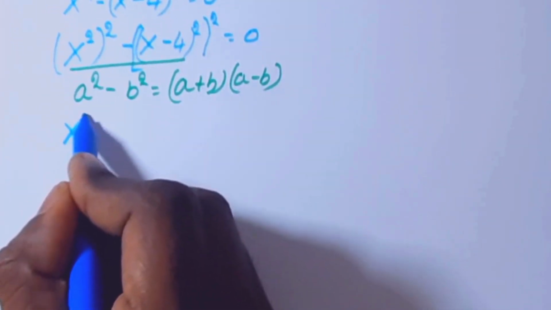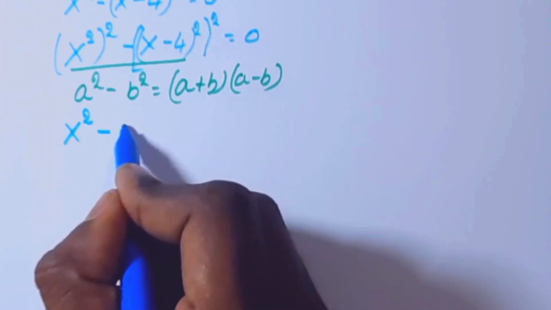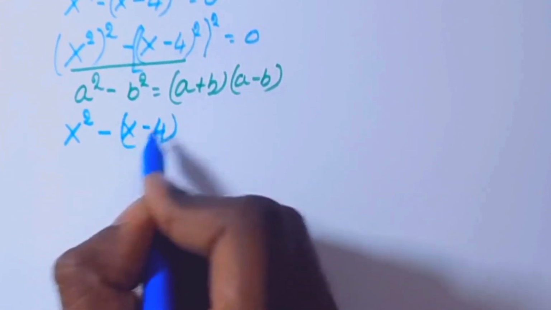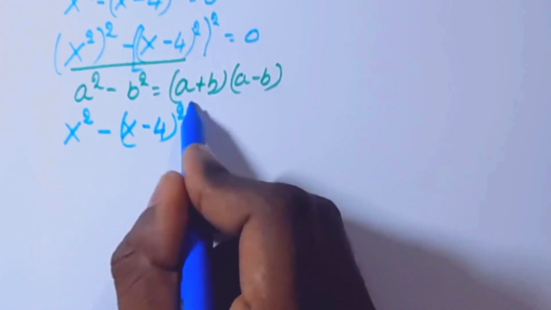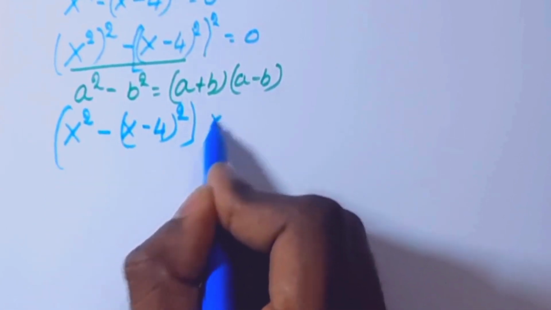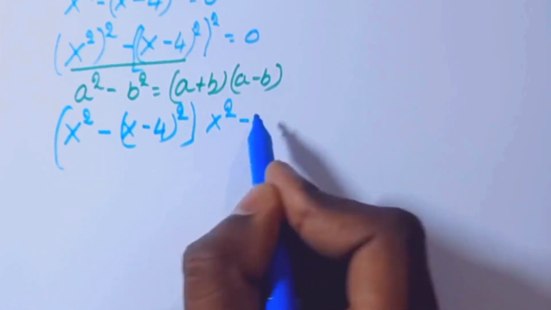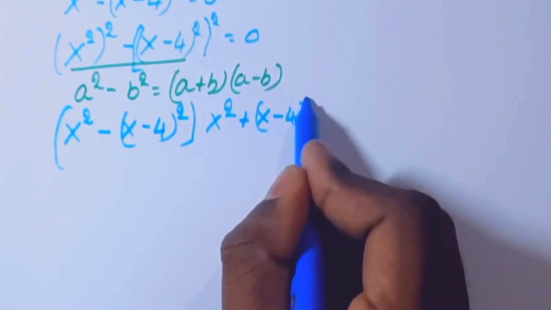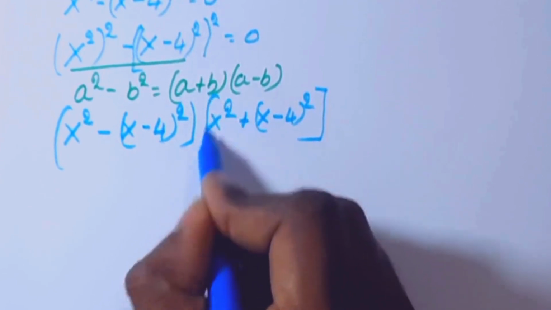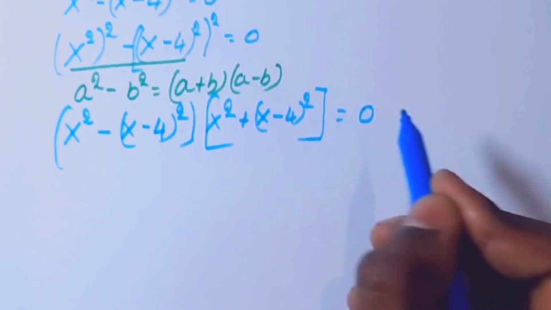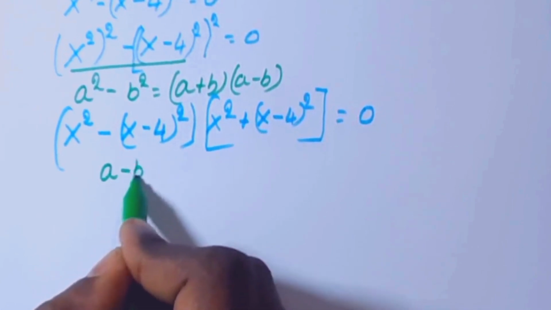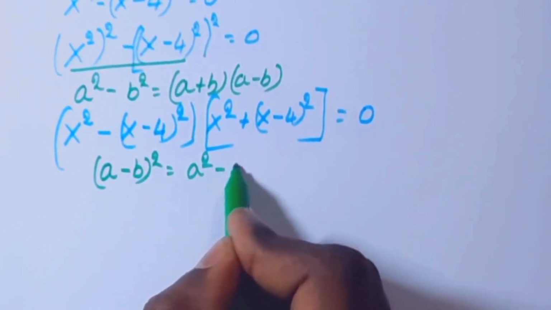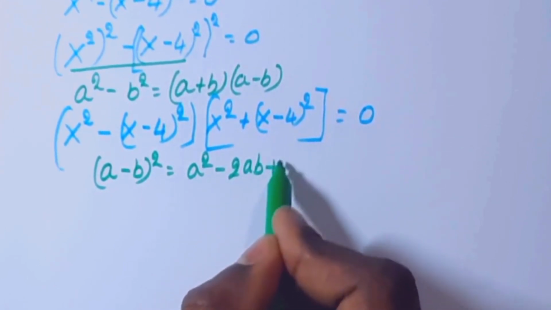(x square minus (x minus 4) power 2)(x square plus (x minus 4) whole power 2) equal to 0. The formula (a minus b) whole power 2 equal to a square minus 2ab plus b square.